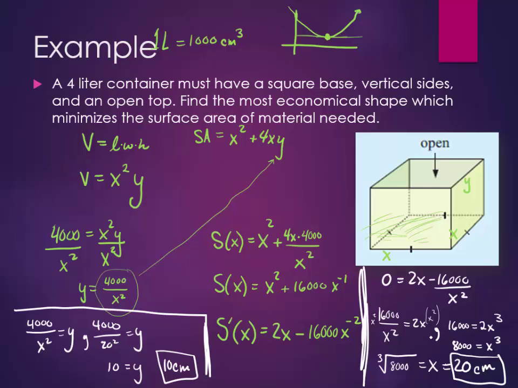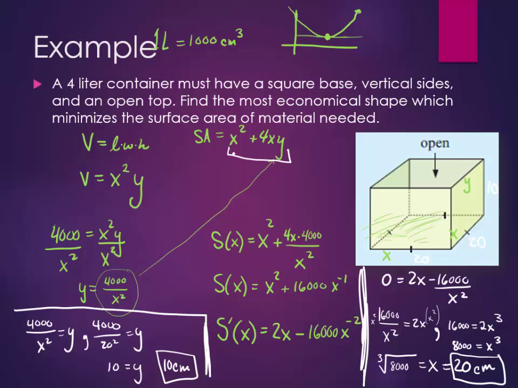So we've just created a square-shaped box where our sides are 10, 20, and 20. That's the optimum surface area. What is that surface area? Well, you'd have to plug it in right here to figure out what the surface area is, but that's a good question. It says, what is the most economical shape which minimizes the surface area of the material needed.